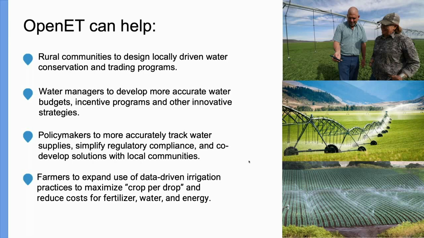A lot of what we have focused on is identifying opportunities to use ET data to create win-win solutions where we both improve the understanding of water use within a region, which can support advances in long-term sustainability of that water resource, while also providing direct benefits back to the agricultural producers and water rights holders within a community. And then finally, and perhaps most importantly, OpenET data can support farmers in expanding the use of data-driven irrigation practices to continue to maximize crop per drop and reduce the cost to agricultural producers for fertilizer, water, and energy.